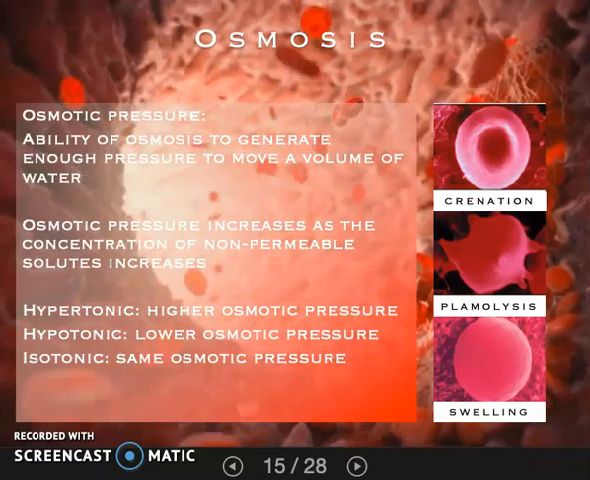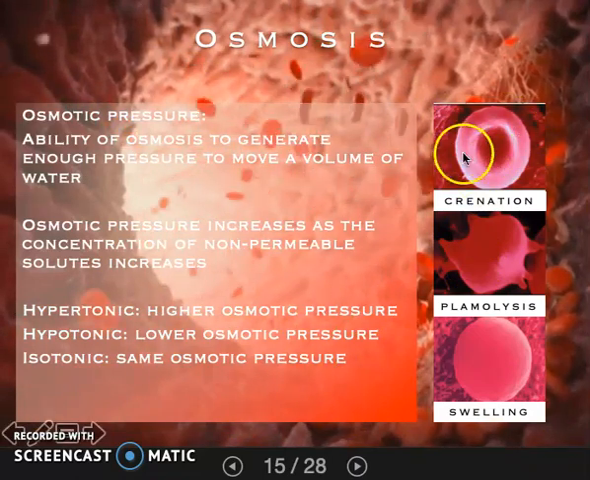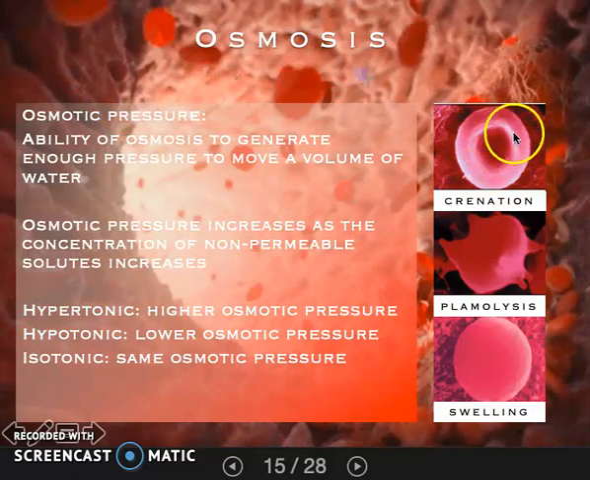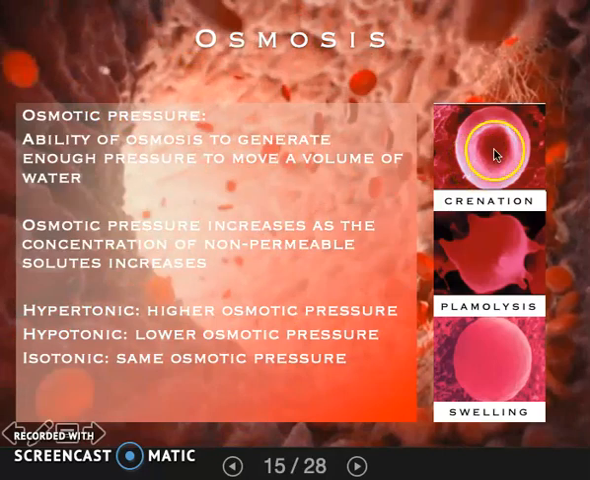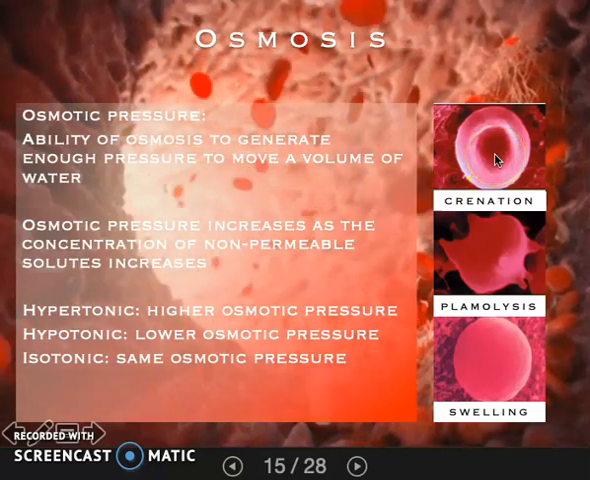On the other hand, if I took a red blood cell and I threw it in a bucket of salty water or pickle juice, what would it do? Well, it would shrink. It would lose its cellular contents in a process called crenation. It would shrivel up just like a pickle.